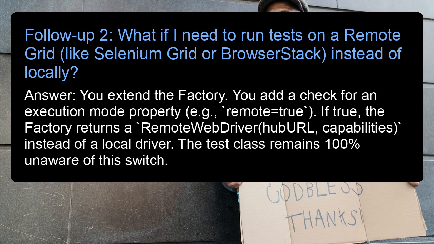Follow-up 2. What if I need to run tests on a remote grid, like Selenium Grid or BrowserStack, instead of locally? Answer: you extend the factory. You add a check for an execution mode property, for example, remote equals true. If true, the factory returns a RemoteWebDriver(hubURL, capabilities) instead of a local driver. The test class remains 100% unaware of this switch.